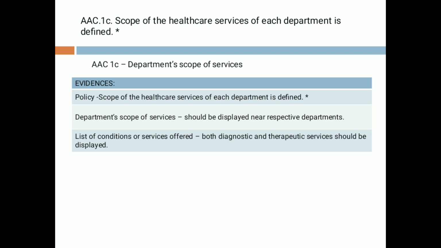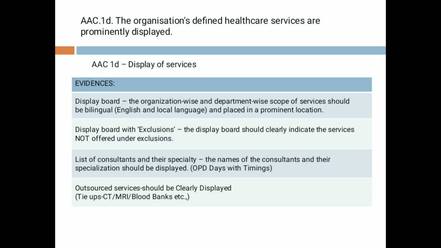Objective element AAC.1C speaks about the department scope of services. An SOP should be there, a policy on scope of healthcare services for each department. It should be defined. Department scope of services should be displayed near the respective departments. A list of conditions and services offered, both diagnostic and therapeutic, should be displayed.